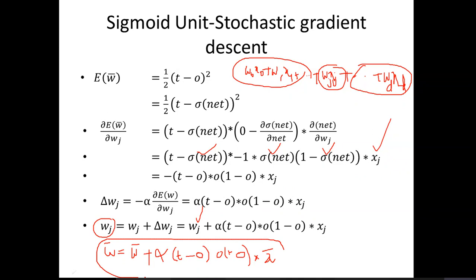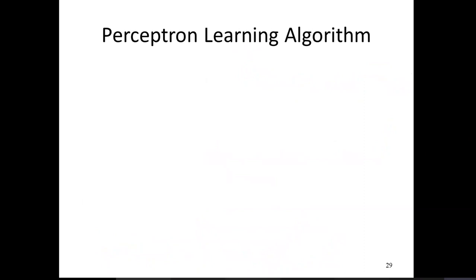So instead of talking about each and every weight, you see that by vectorization, you can calculate the new weight vector. The new weight vector is the old weight vector plus a scalar value. The scalar value is alpha into (T minus O) into O into (1 minus O), multiplied by the vector. The vector is x itself, the feature vector itself. So this is how you can apply gradient descent and reach the final set of weights.